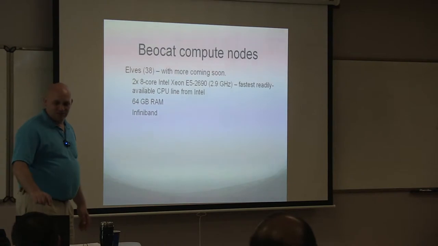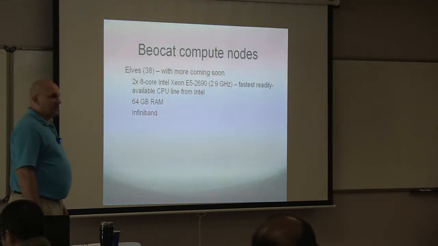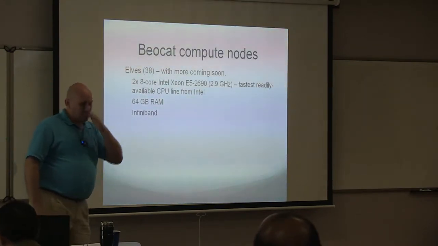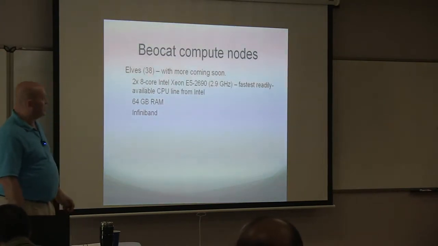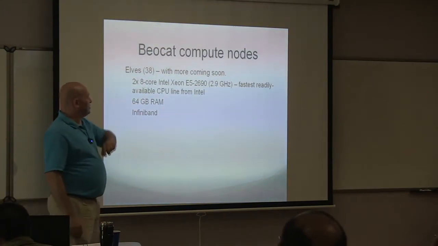And we have the ILs. We have 38 in production, more that we're waiting on cables for, and a switch. And so we'll have some more of these in place. These are 16-core, 2.9 gigahertz. They're the Sandy Bridge, for those of you who keep up on CPU technologies. That's the fastest readily available CPU from Intel.